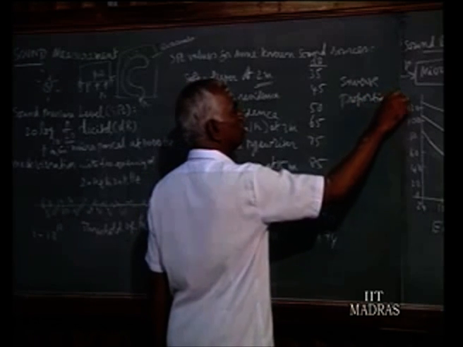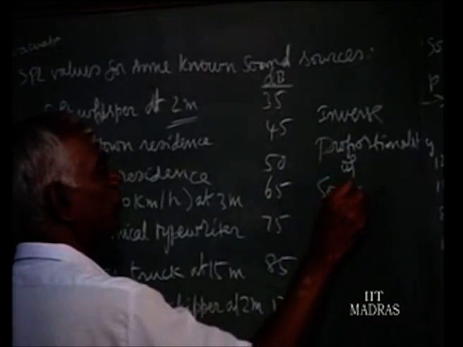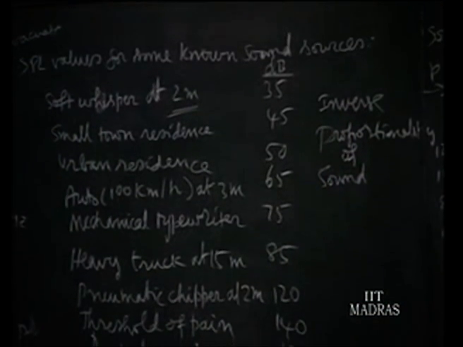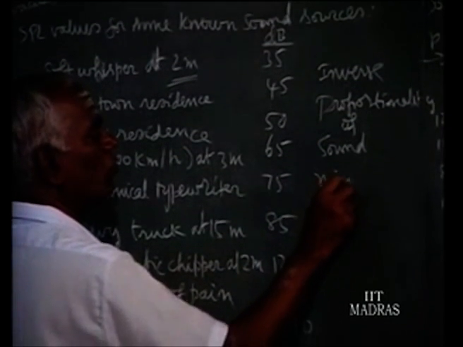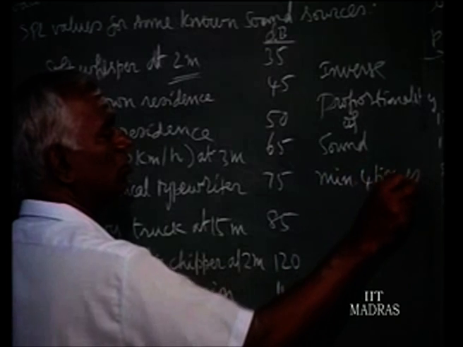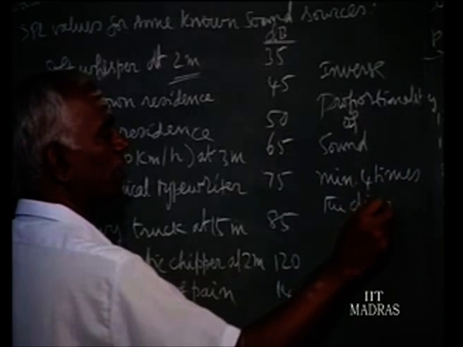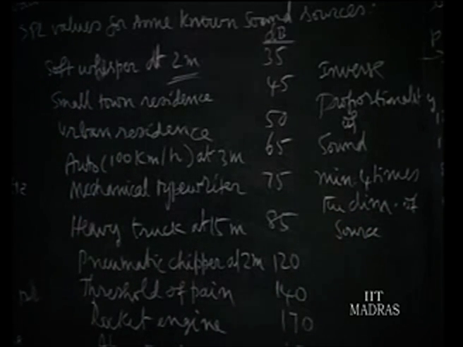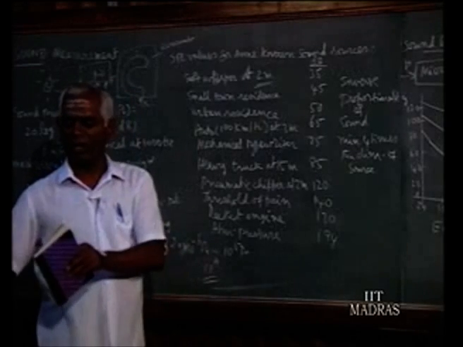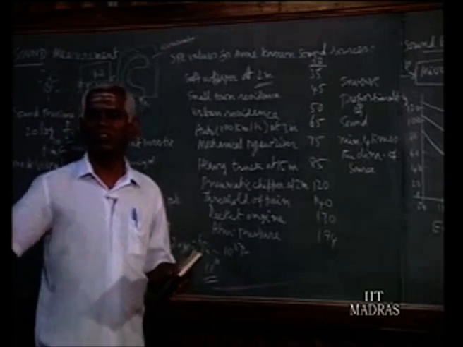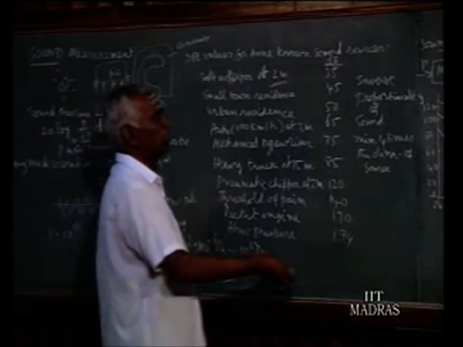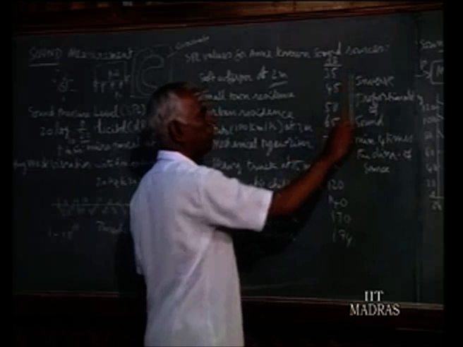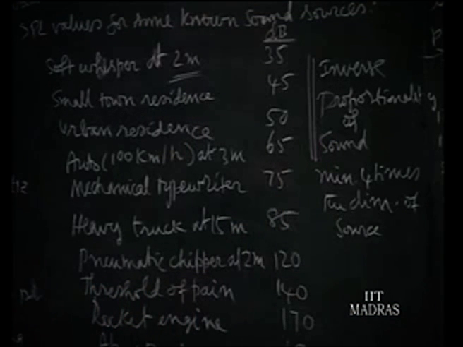Inverse proportionality of sound holds if the measurement distance is a minimum of 4 times the dimension of the source. Suppose a typewriter is 1 foot in length, then we measure from 4 feet away. Within 4 feet we find it does not obey the rule of inverse proportionality. What is inverse proportionality? Sound pressure is inversely proportional to distance. That is not valid when we are measuring too near. That is one aspect of sound.